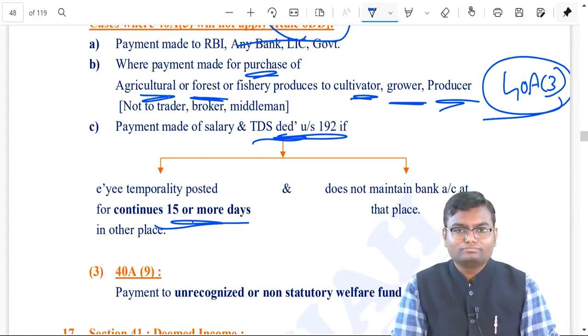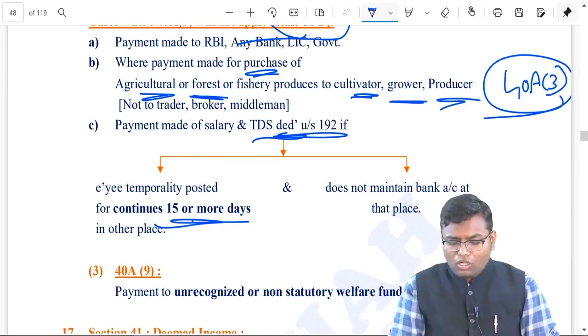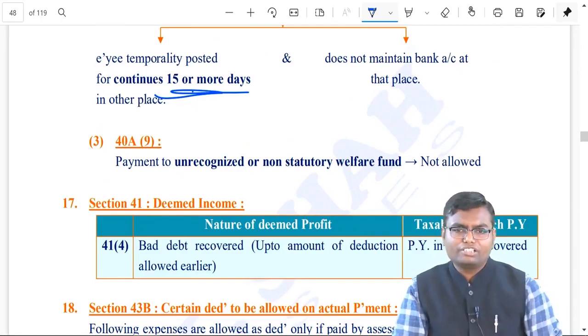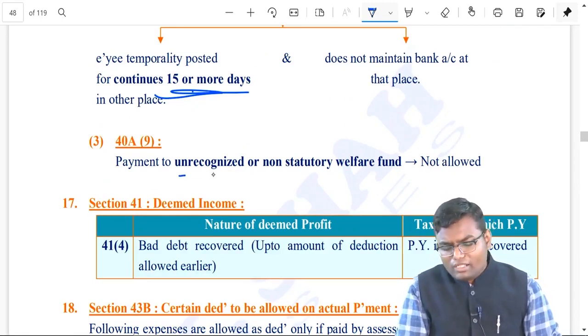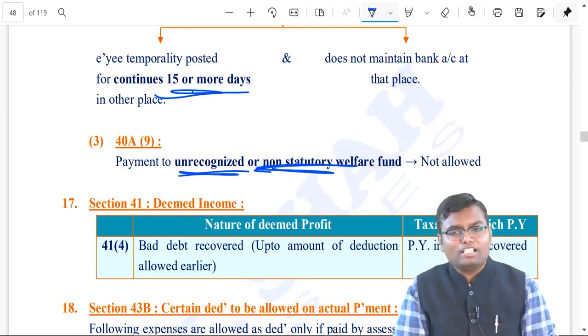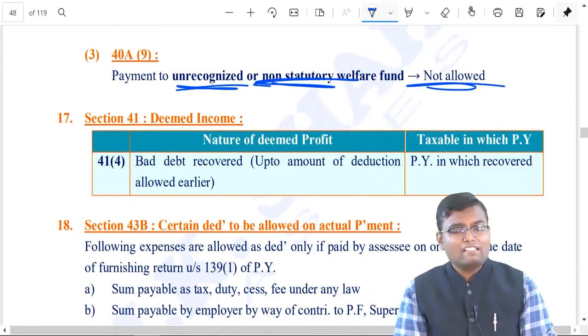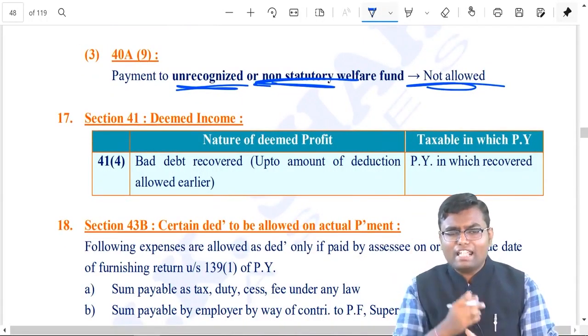Then 40A subsection 9, which says that whenever an employer is contributing to any recognized fund, it is allowed as a deduction. If contribution is made to any unrecognized fund or non-statutory welfare fund, he will get no deduction. Then section 41, deemed income. Many points I have already covered, like balancing charge.